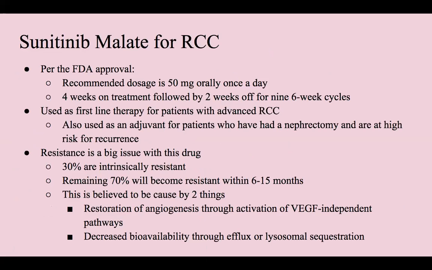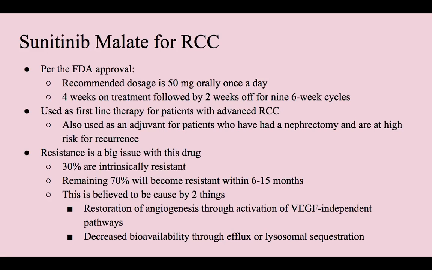Sunitinib is used as the first line of therapy for patients with advanced RCC and is also used as an adjuvant for patients who have had a nephrectomy and who are at high risk for recurrence. Resistance is a big issue with this drug. 30% of patients are resistant from the start, intrinsically, and a study found that the remaining 70% will eventually become resistant within 6 to 15 months.